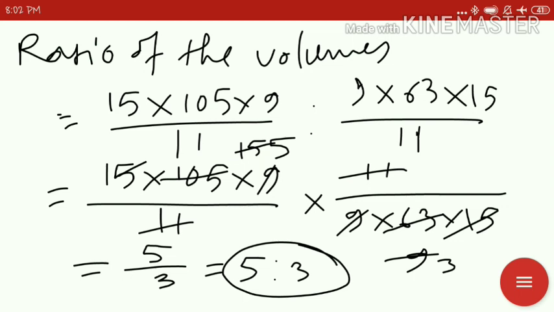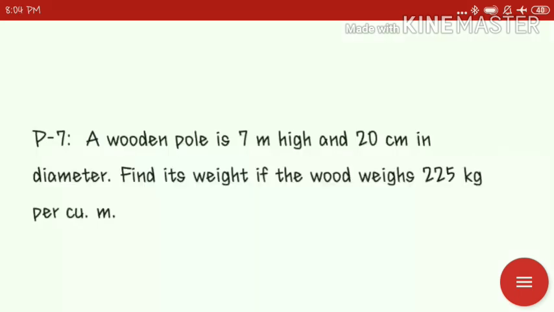Okay, so we'll move to the next problem. That's our problem number 7, in which it is said that a wooden pole of 7 meter high and 20 centimeter in diameter, find its weight if the wood weighs 225 kilogram per cubic meter. Now, whenever you're going to find out the weight, you need to find the volume. Now the question is how I am able to say that. You can see that it is given that it weighs 225 kilogram per cubic meter, and that unit we use to find out the volume.